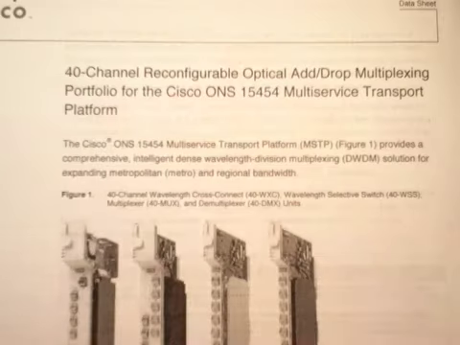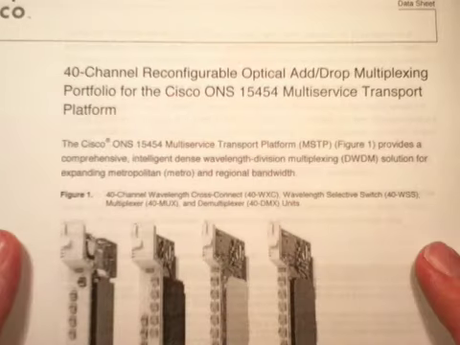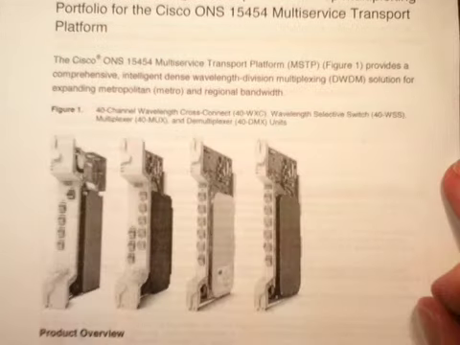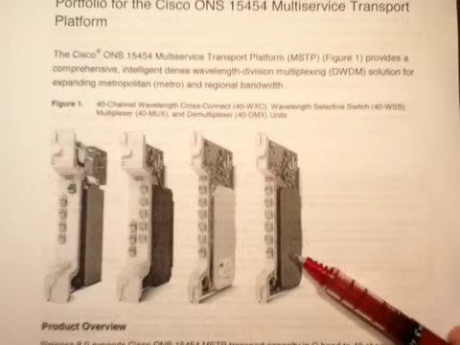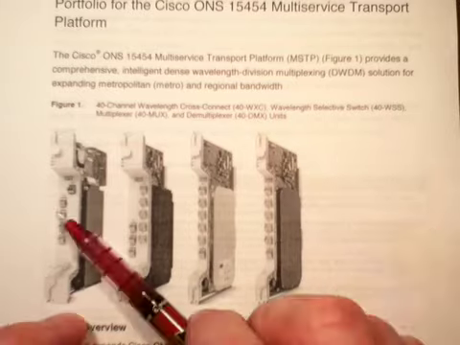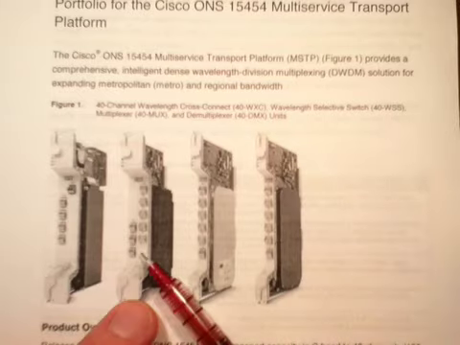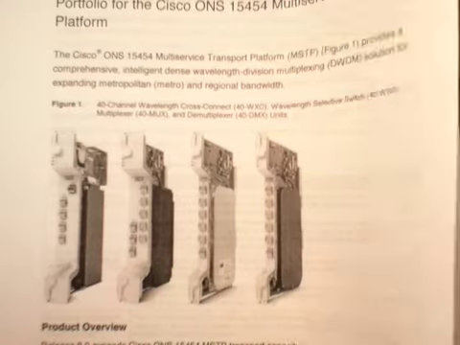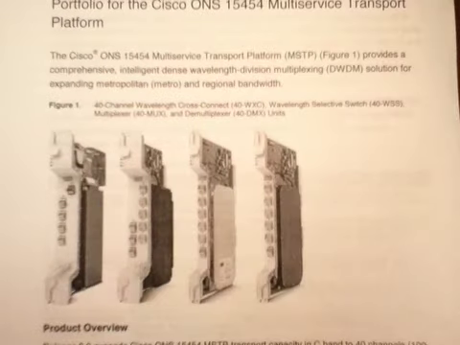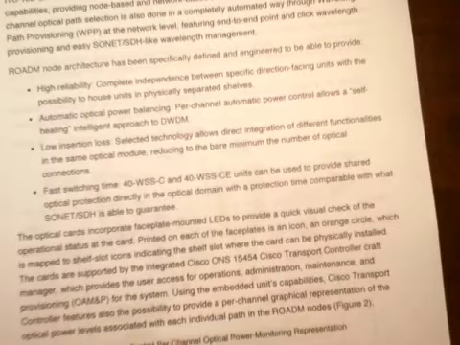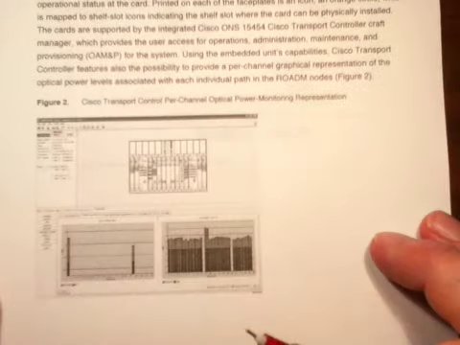So that was the WSS, but what I've got here now is a data sheet on these devices. And so it actually shows you the picture of the device, not just the engineering drawing of the front plate. So we have the 40 channel wavelength cross connect, we have the 40 channel wavelength selective switch, 40 channel multiplexer, and a 40 channel demultiplexer. And basically what this document does is it gives us a couple of nice pictures to look at to see how these things all work together.